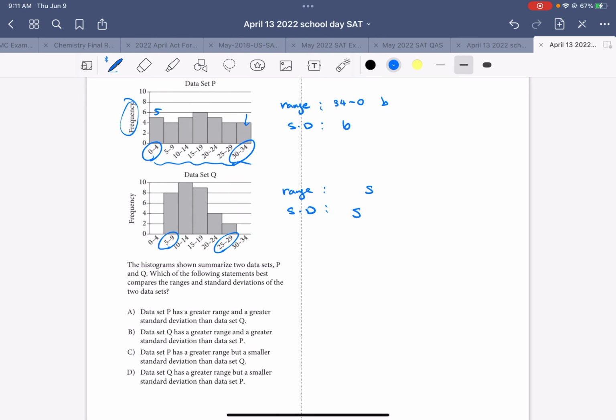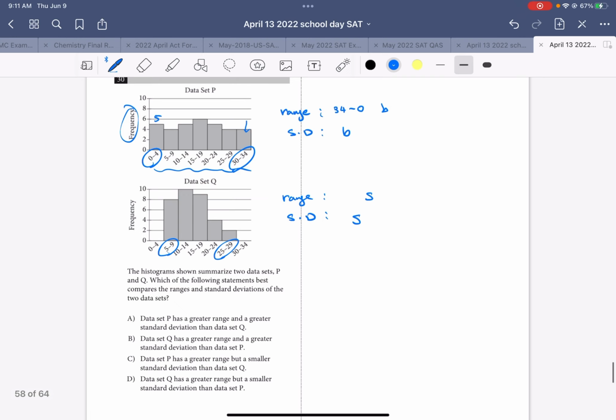So if you look at the choices A, B, C, D, data set Q has a greater range and greater standard deviation. So the answer is A. Both standard deviation and range should be bigger in the first data set.